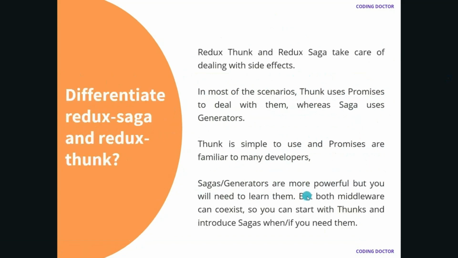Next, differentiate Redux Saga and Redux Thunk. Redux Thunks and Redux Saga take care of dealing with side effects. In most of the scenarios, Thunk uses promises to deal with them, whereas Saga uses generators. Saga is more powerful, but you will need to learn them. There is a learning curve.